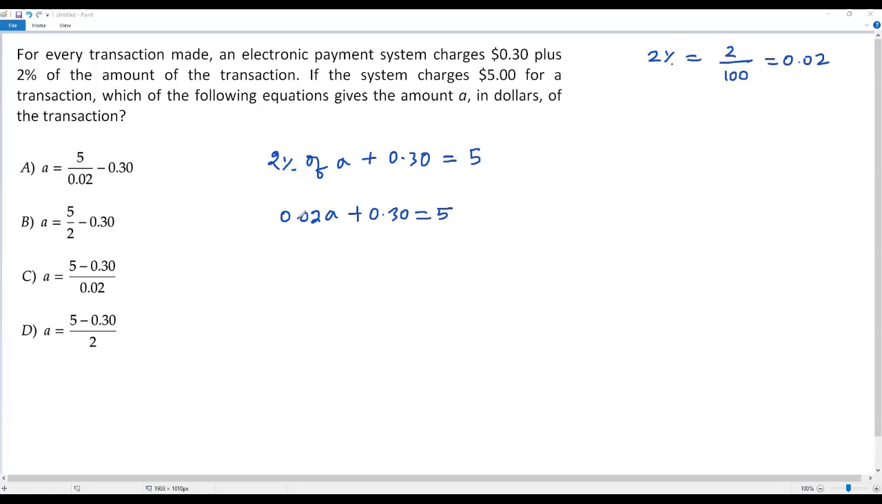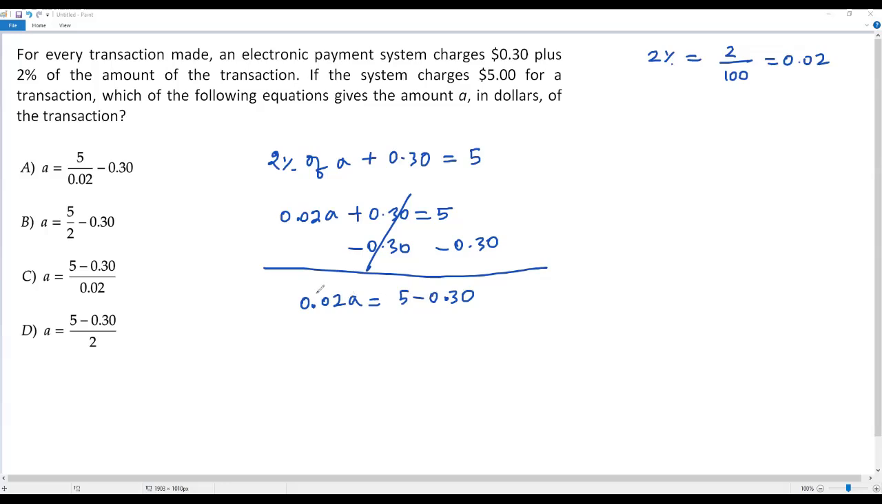Okay, now let's solve for A in this equation. For that, we have to get rid of the values around the variable A. So first, let me get rid of this positive 0.30. So for that, I subtract 0.30 from both sides. Let me do it. So when I do so, this positive value and negative value will cancel out. I'm getting 0.02 times A equals 5 minus 0.30.